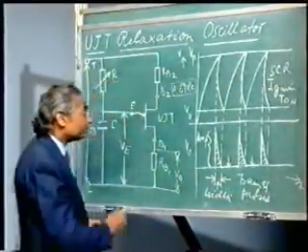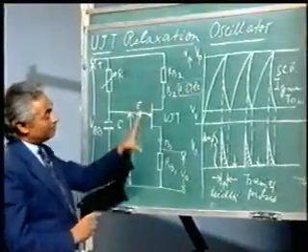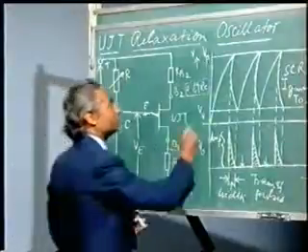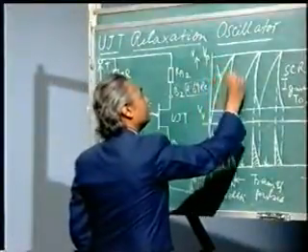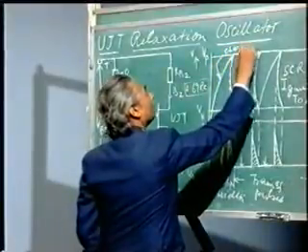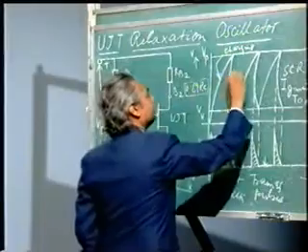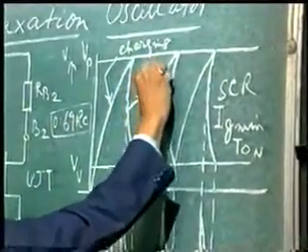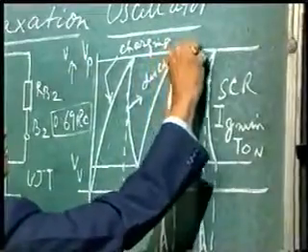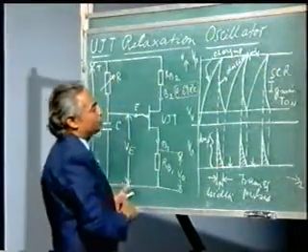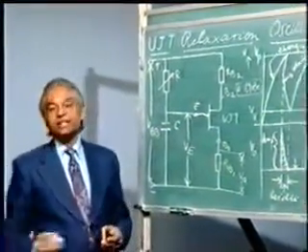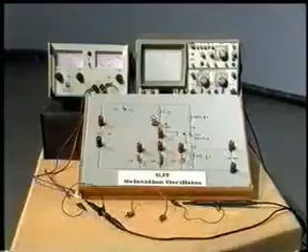Now this is the thing, the relaxation oscillator, the output pulses, the input charging and discharging. Of course this is charging of capacitor, this is the charging, and this is the discharging. So this thing we are going to verify with the help of the setup what we have before you.